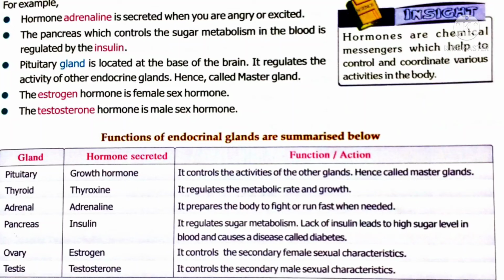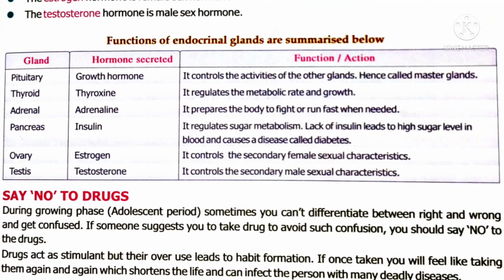Now we have to go to the topic of drugs. Taking drugs is very dangerous. During the adolescence period, people have the habit of taking drugs. This habit is very bad and causes many deadly diseases. So consuming drugs is very bad and not good for health. You have to say no to drugs, and it will also shorten our life. Our lifespan will be reduced by consuming these drugs. So let us all together say no to drugs.